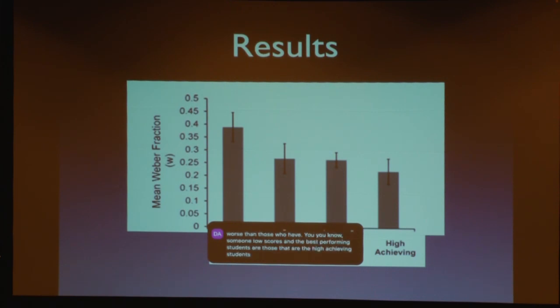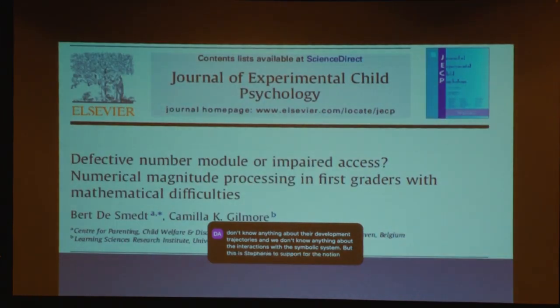So this seems to tell us that perhaps mathematical learning difficulties, developmental dyscalculia, is driven by a weakness in this system that we're essentially born with. However, I would say that these children were tested when they were in grade 9. So we don't know anything about their developmental trajectories, and we don't know anything about the interactions with the symbolic system. But this is definitely support for the notion of an impaired number module.